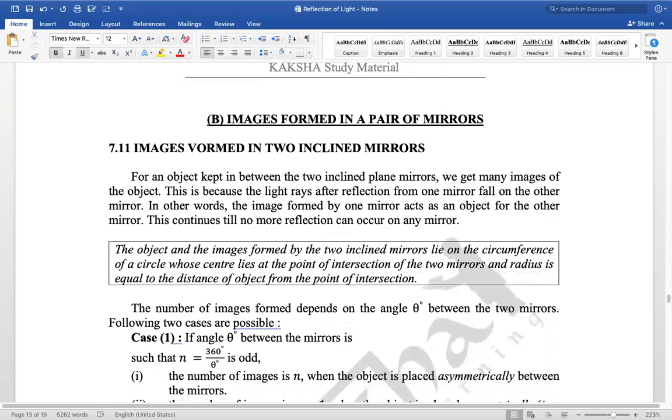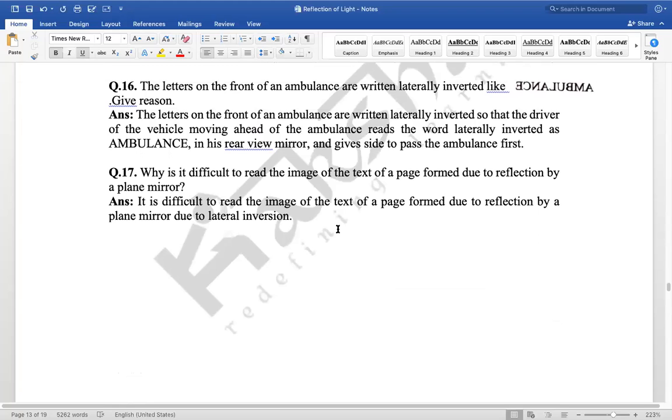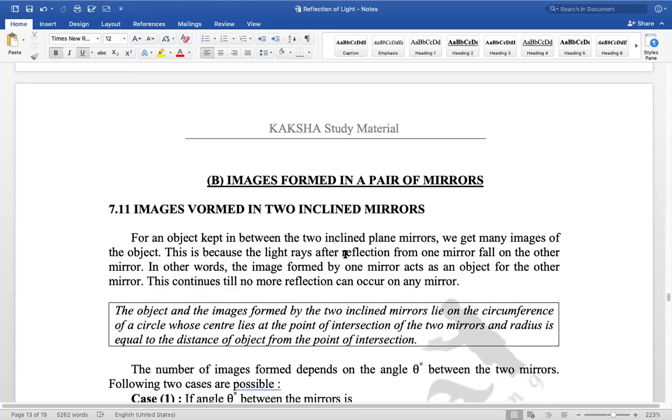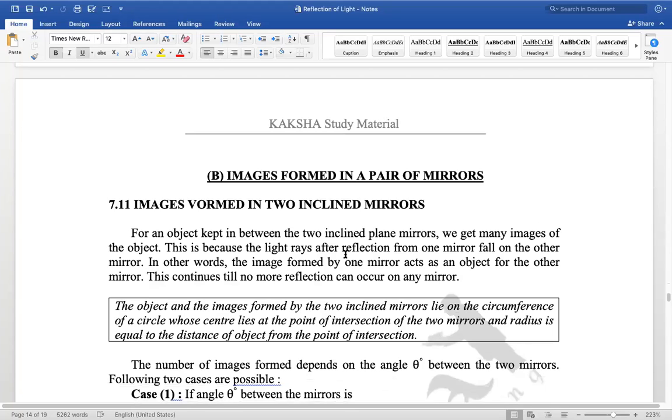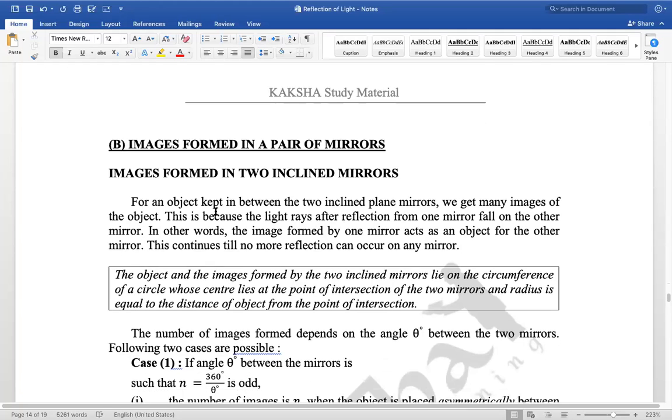Now images formed in a pair of mirrors. ठीक है. Now images formed in two inclined mirrors. So अगर दो mirrors आपस में inclined है तो उसमें number of images which will be formed, we are going to see that. So images formed in two inclined mirrors.